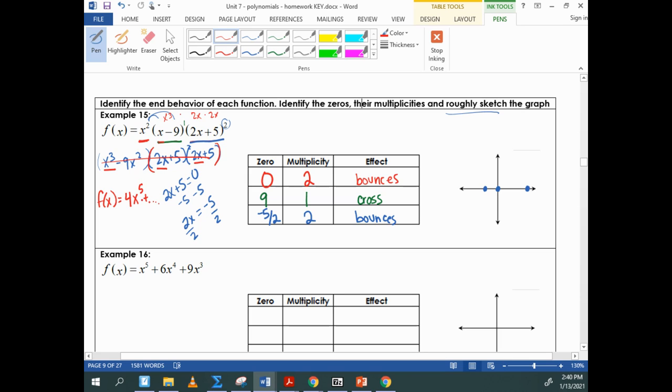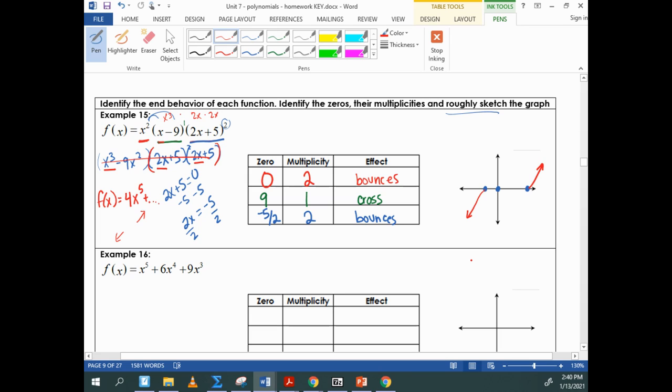Remember, odd degree means it goes opposite. They're different directions. The 4 being positive just means that you're going uphill. So we're going to go down at the left, up at the right. So that's what I'm going to draw on my point on the farthest right. I'm going to go up. It's going to go up after this point, and then it's going to go down on the left. So that's my end behavior.